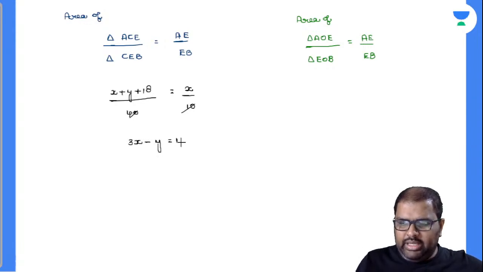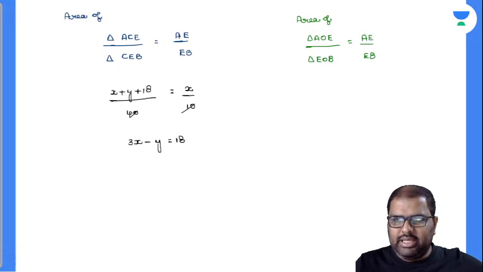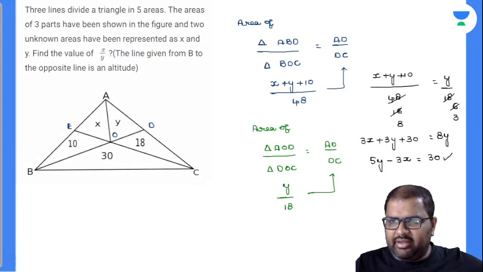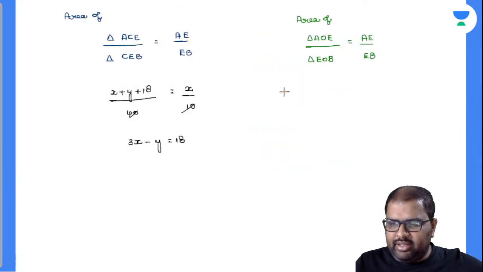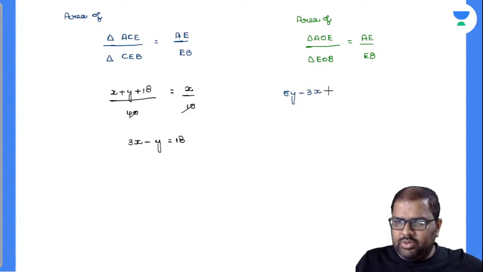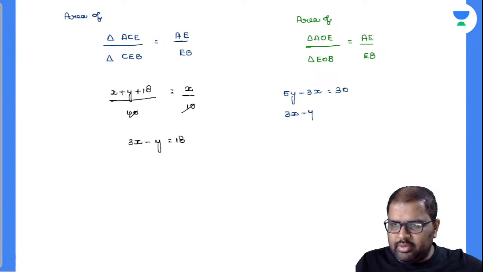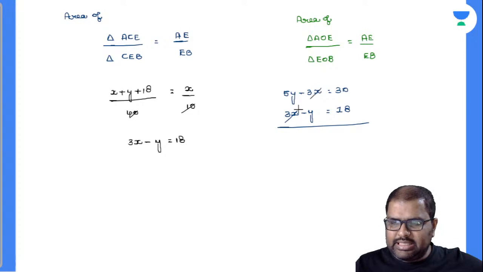Now I got two equations there. Am I right or wrong? In the previous slide I got one equation. What is that? 5y minus 3x is equal to 30. Now the second equation is 3x minus y is equal to how much? 18. So I can solve these two equations there. So 3x gets cancelled. 5y minus 3y will be 4y.